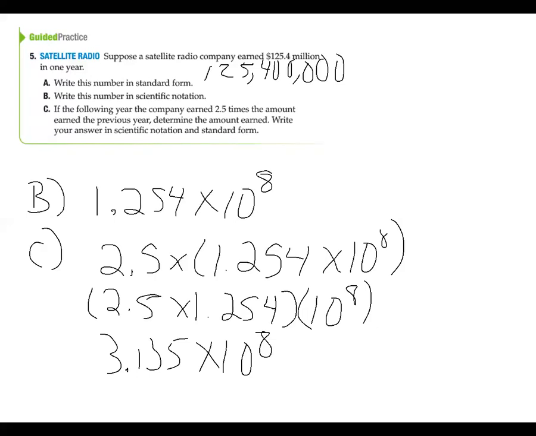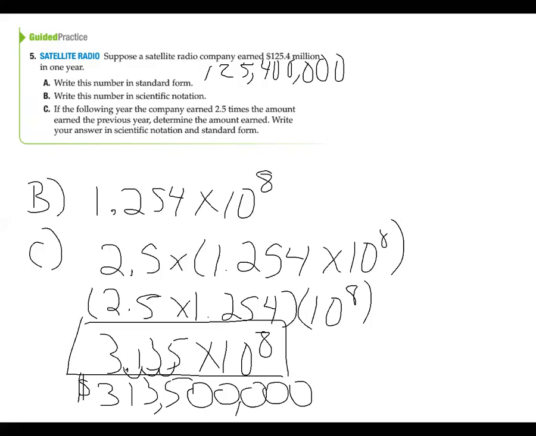which is 3135. So that would move it 1, 2, 3. I could go 5 more: 1, 2, 3, 4, 5. So put my commas in. So $313,500,000. So this is scientific notation here, and this is standard form right there.